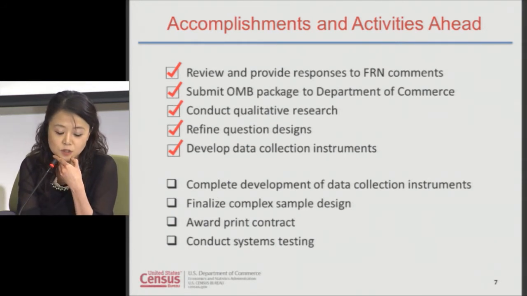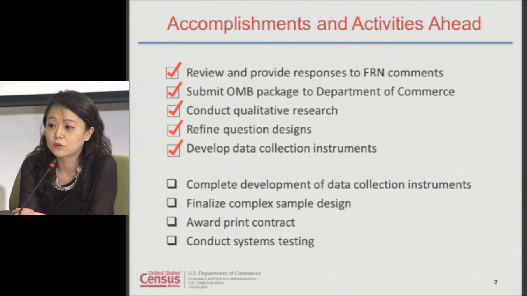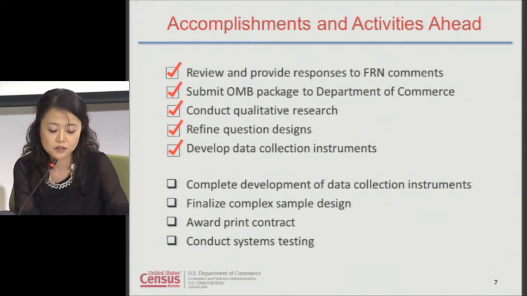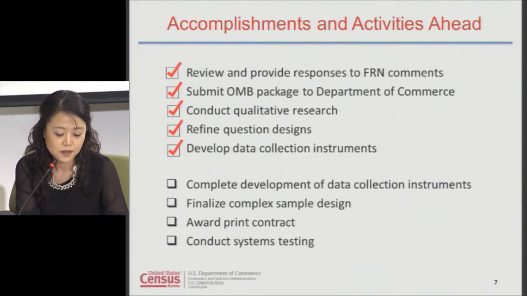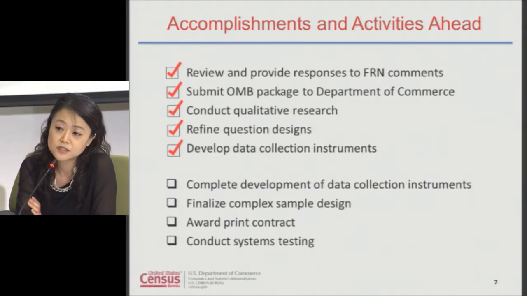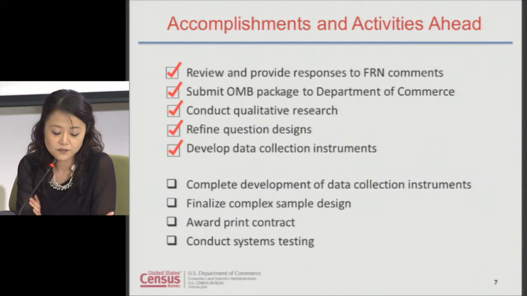The paper questionnaire, we are currently conducting our final walkthrough of the questionnaires, and we're on target for deployment in August as well. The complex sample design research is currently underway and is tentatively scheduled to be completed in June. The print contract, we have a target award date in May, and we're currently working with the U.S. Government Printing Office to create the contract. And last but not the least, we will be conducting the systems testing that are aligned with our instrument development schedule.